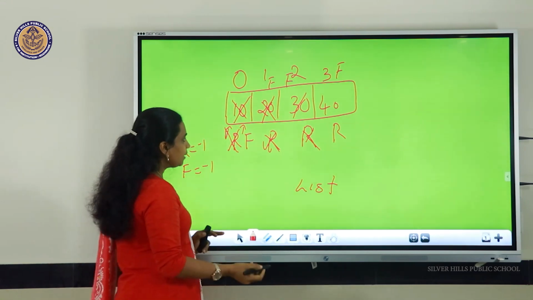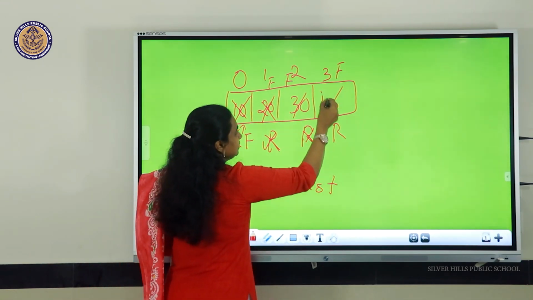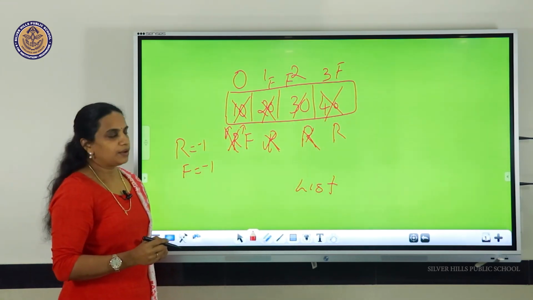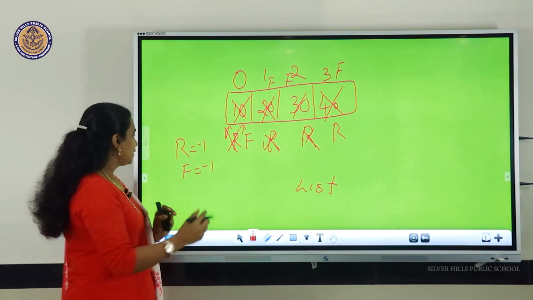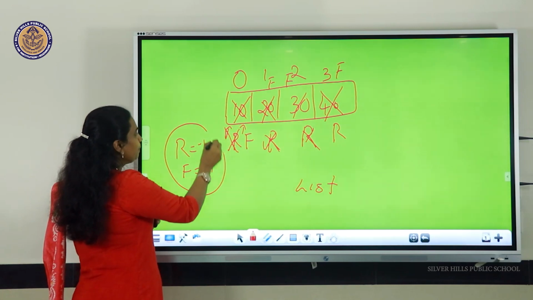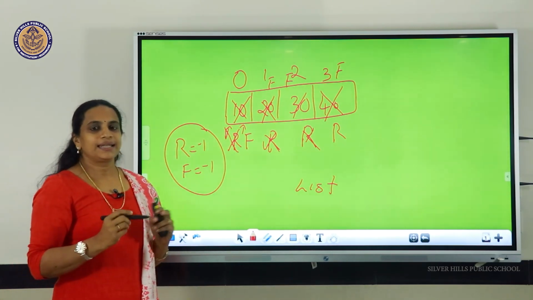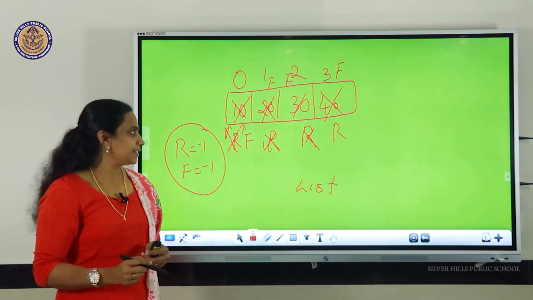Okay. Now, suppose I deleted this element too. What will happen? Now there are no more elements in the queue, therefore the front and rear will be pointing to somewhere else. It can be -1 or something like that.